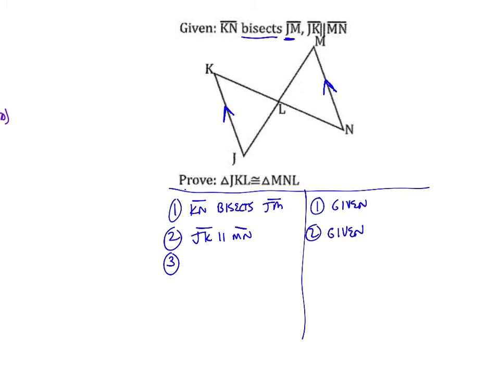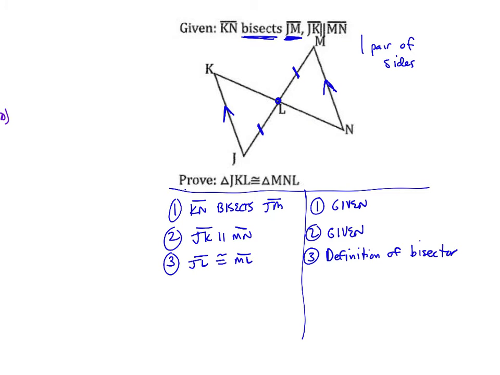So KN bisects JM. Okay, so JM is the one getting cut in half here. So remember what it means to bisect. It means cut in half. So I'm going to say JL is congruent to ML. I'm going to say those 2 are congruent. Why? Well, that's just the definition of bisector. Okay, so those 2 are equal. So I've got 1 pair of sides. It took me a step to get there, but that's not bad.